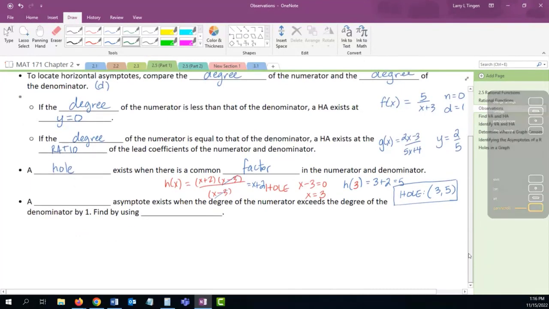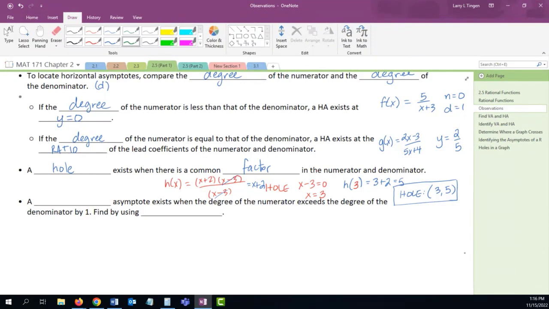And then the last part: a slant asymptote exists when the degree of the numerator exceeds the degree of the denominator by 1. Find that by using what? Well, this is called a slant asymptote. So instead of having a horizontal asymptote, we have a slant. And you find that by using long division or synthetic division.